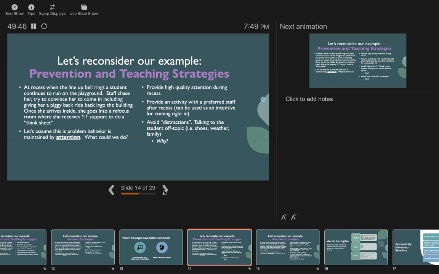However, in this case, a student maintained by attention, if you start talking to them about off-topic responses, they're getting exactly what they want. So we would want to avoid it in this example, but that's assuming that we know the function. Any questions? Feel free to use that chat or turn your microphone on. Behavior content stuff is just a lot of content on it. So don't be afraid to ask any questions.